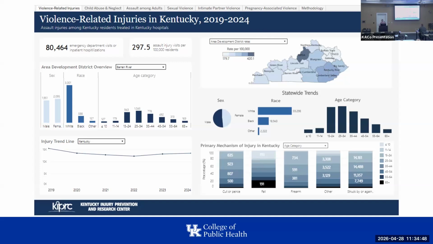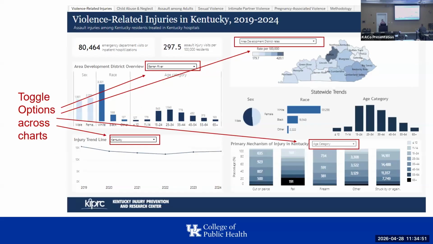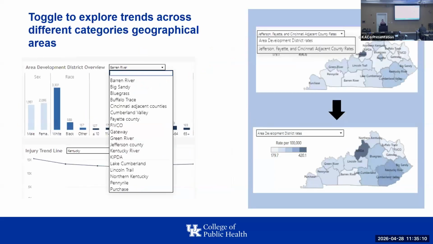But we have made this dashboard interactive to be a little bit more helpful to those in specific area development districts. So you can toggle and see counts and frequencies by area development districts here. And on the map, you can choose if you would like to break out and see the counts in Jefferson County and Fayette County and in Cincinnati adjacent counties. So it gets a little more granular. And this is our list of options for the drop downs.